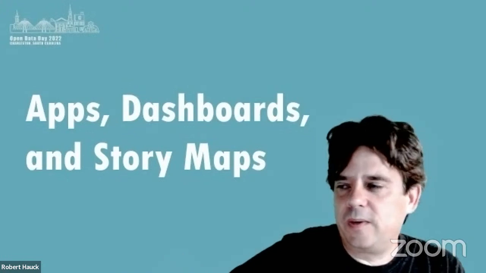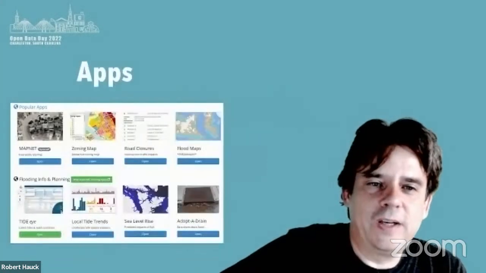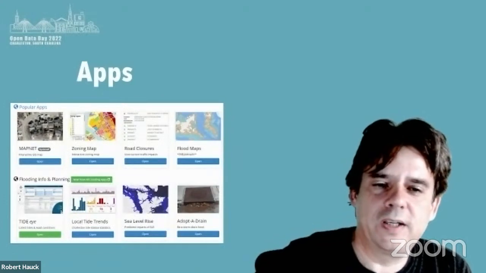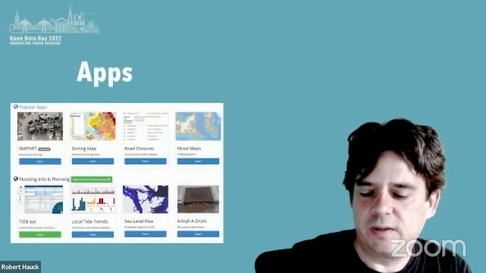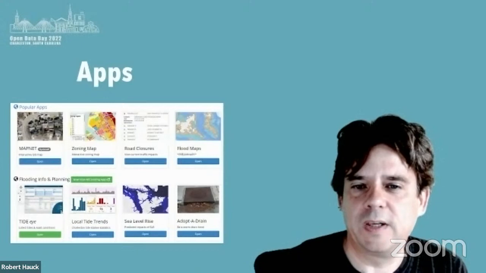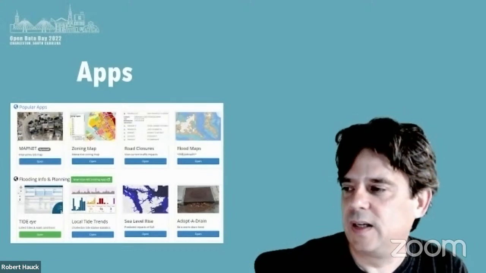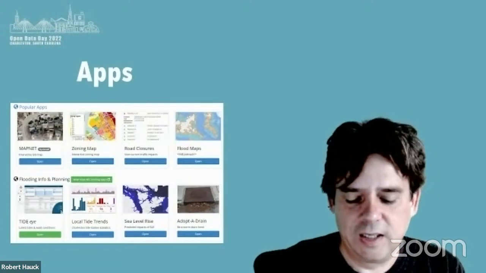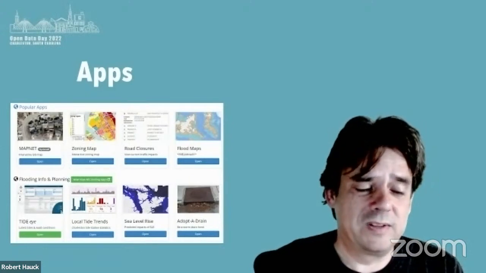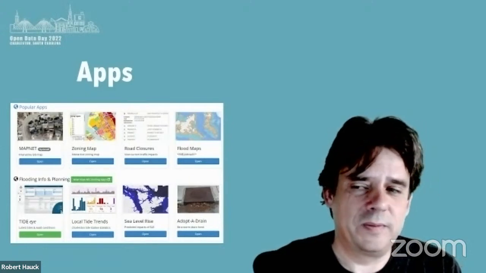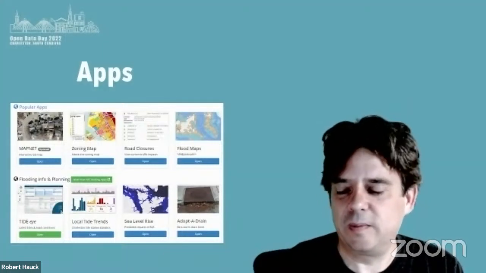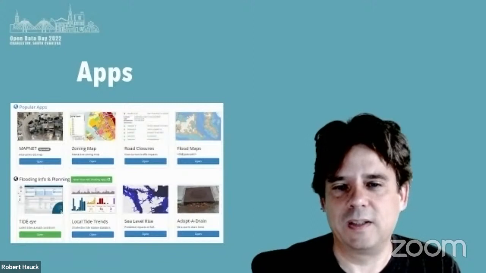So how do we work with the data? Apps, dashboards, and story maps. You can get to a lot of these apps from the GIS website. If you Google City of Charleston GIS, it'll bring you here. And we've got, as Tracy mentioned, MapNet. We've got zoning data and road closure data. Honestly, there's a lot of stuff out there, and everything's not on this website. That's something that needs to be worked on.